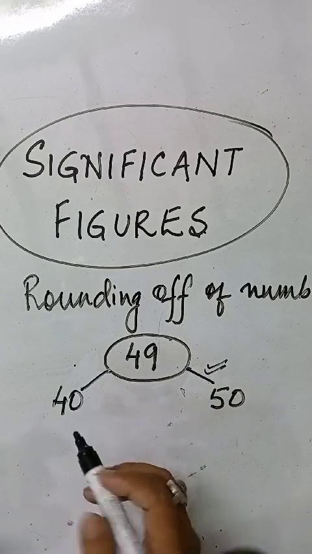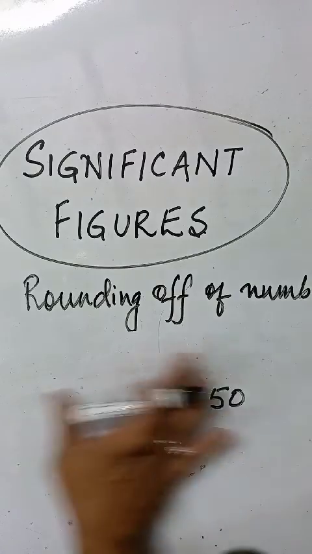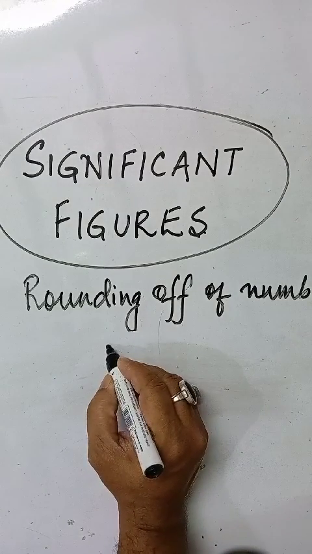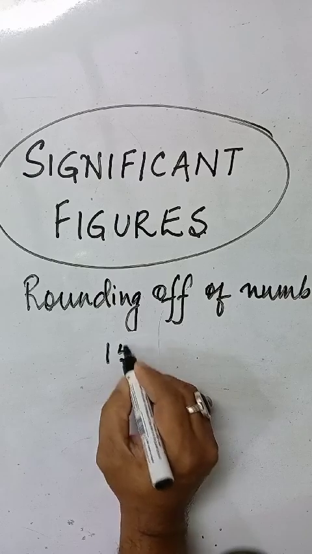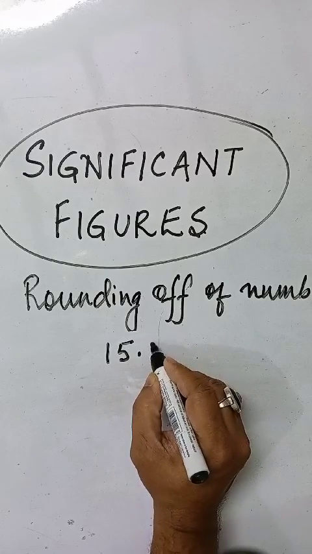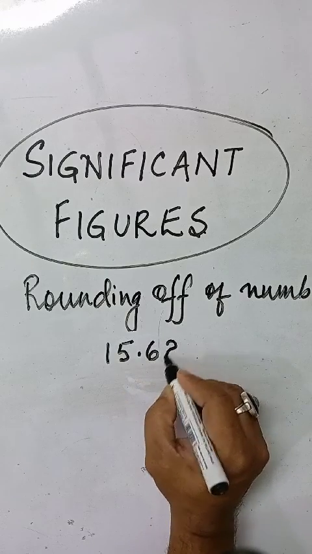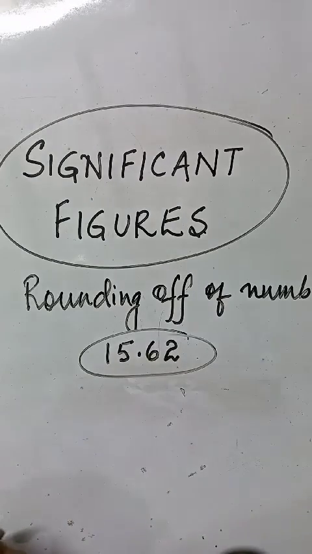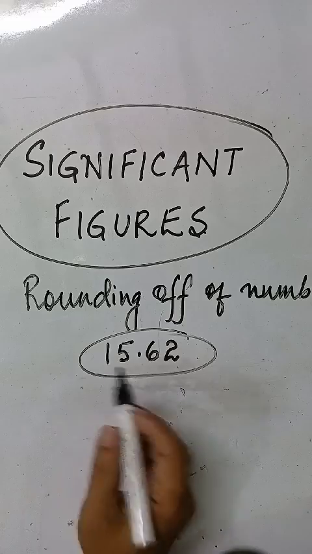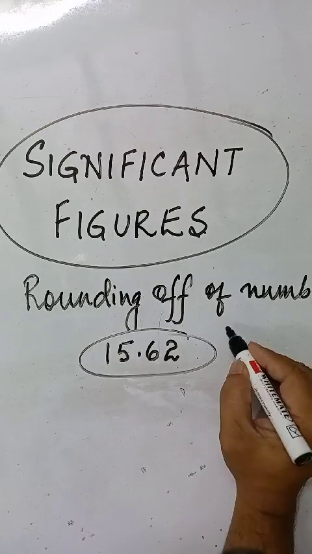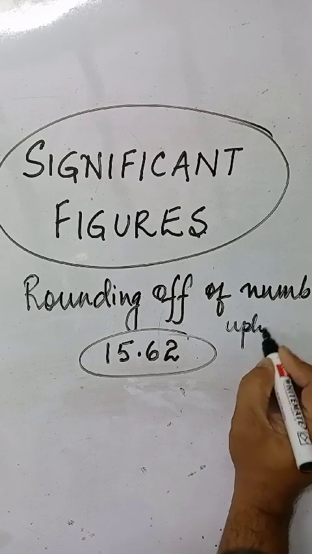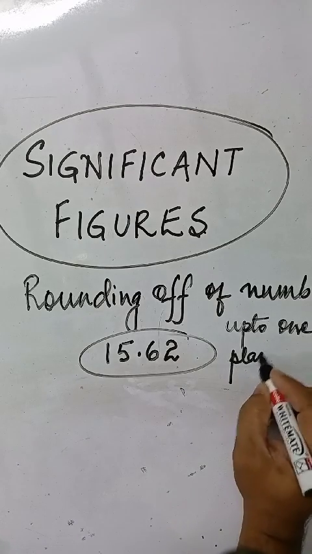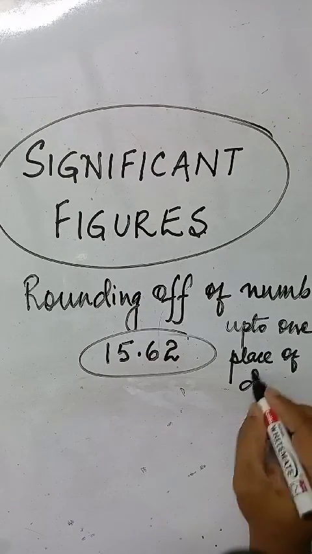So as far as whole numbers are concerned, this was the idea of rounding off. Now suppose that you have a decimal. Let's say, for example, 15.62. This is the number 15.62, and they're asking you to round off this number up to one place of decimal.